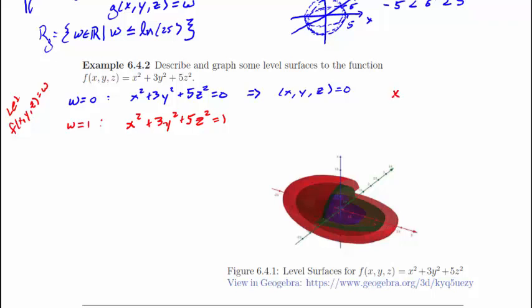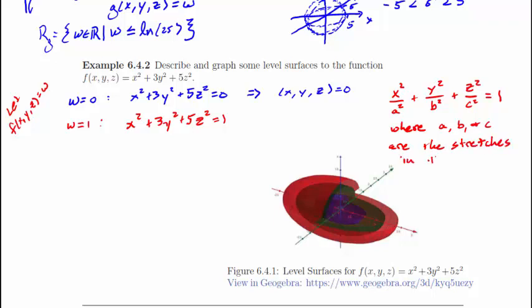Let's remember that the equation of an ellipsoid is x squared over a squared plus y squared over b squared plus z squared over c squared equals 1, where a, b, and c are the stretches in the x, y, and z directions. If we think about transformations of functions, this a is stretching the x direction by a value of a, the b is stretching the y direction by a value of b, and the c is stretching the z direction by a value of c. Just write that where a, b, and c are the stretches in the x, y, and z directions, respectively.